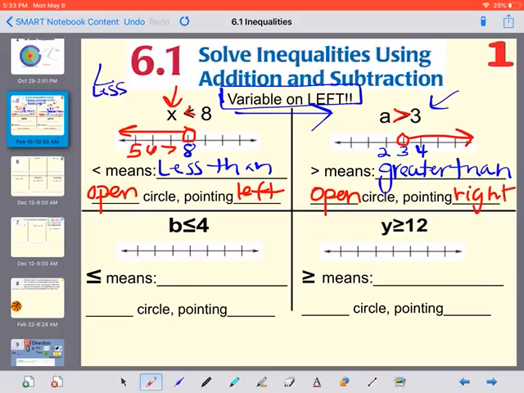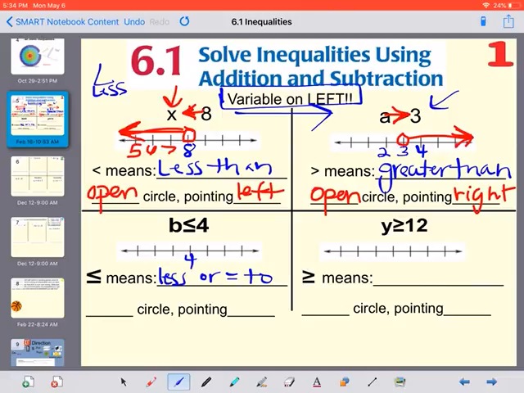Easy way to tell which way our arrow is pointing is to put a line in the symbol. It forms an arrow pointing to the right. This way makes an arrow pointing to the left. So down here we have the exact same thing, except we have the equal to. So this symbol means less than or equal to.